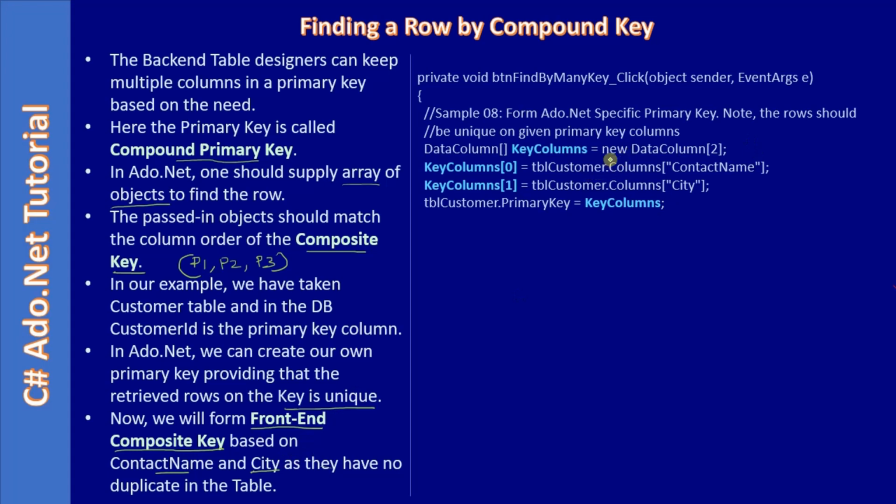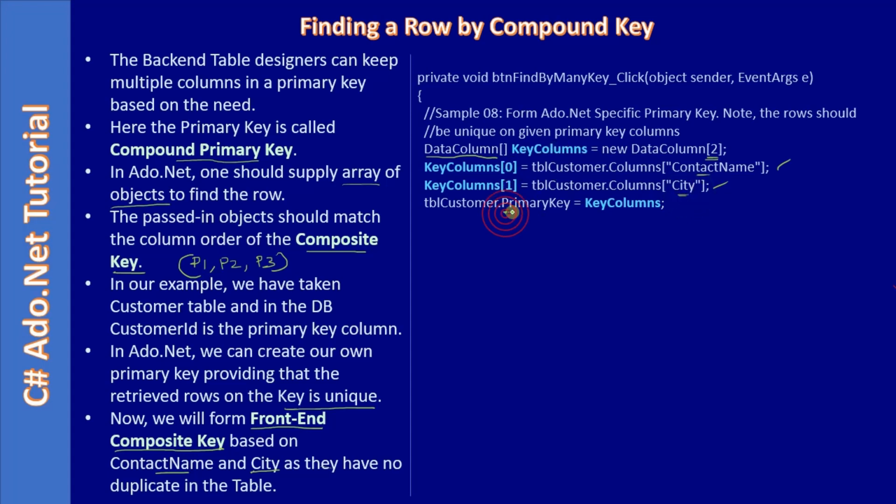Here, if you see, we are creating a data column collection, or an array of data columns, and we are calling that keyColumn here, and the array contains 2 members in it. For the first member we are giving contact name, and the second member we are populating with city. So we are taking the columns from the table's column collection, the DataTable's Columns collection. From there we specify the column name, contact name. Here we specify the city, right? And we assign that to our data column.